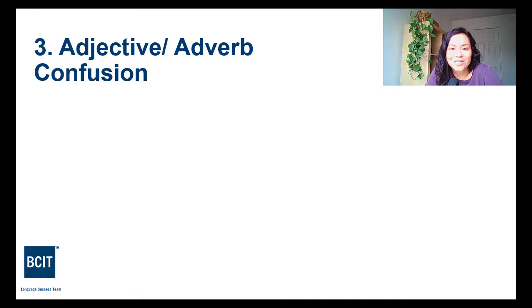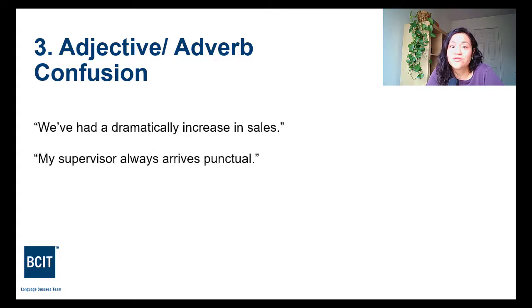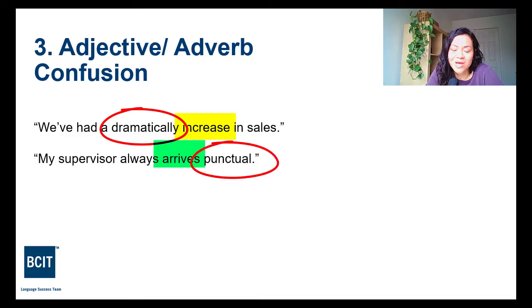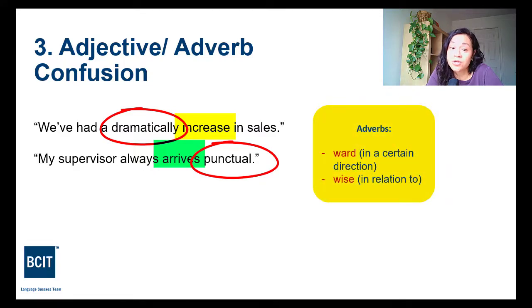A really common error is adjective and adverb confusion. This can happen because it may be difficult to differentiate between their positions in a sentence. We've had a dramatically increase in sales. My supervisor always arrives punctual. Remember to pay close attention to where the word is in the sentence. Is it before a noun? Is it after a verb? We all know that a common adverb ending is ly. Can you name two more? Ward, which means in a certain direction, like forward, and wise, which means in relation to, like clockwise.